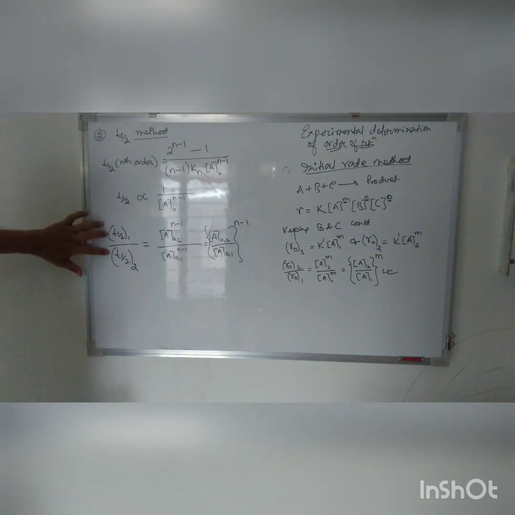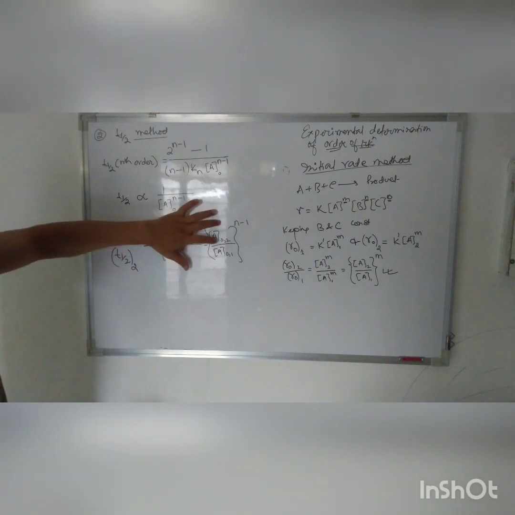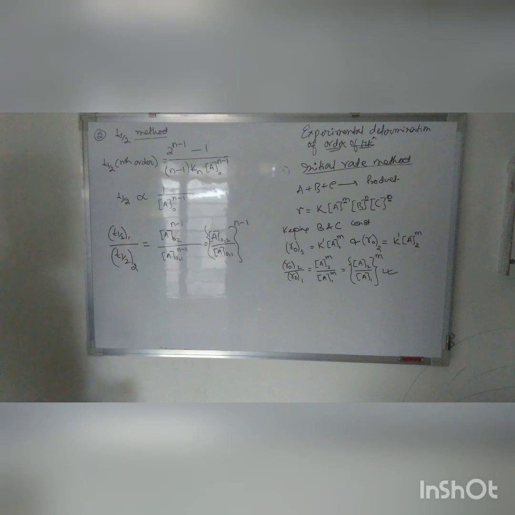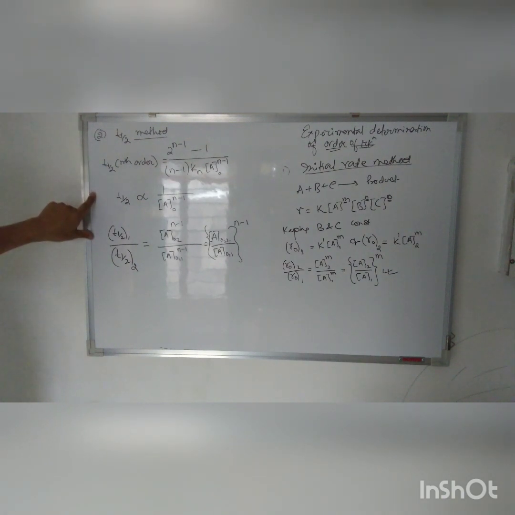So we have this ratio. We know the value of t half at two different experiments. We know the concentration of A at two different concentrations. So we can easily find the value of n, which is the order of reaction. This is half-life method. So this equation can be used only when the half-life of the reaction is given to you.